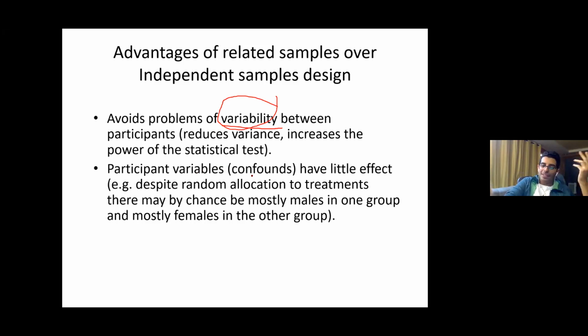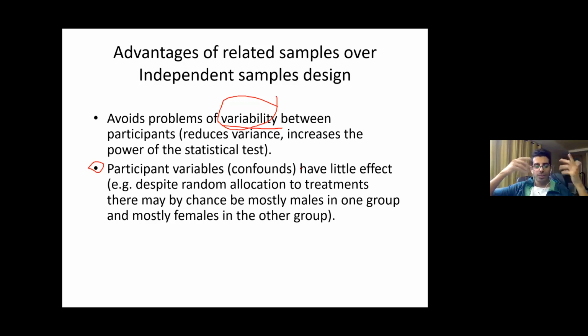Participant variables confounds have little effect. This is exactly the same point as one, but they bring this term called confounds. Basically, it's the same idea that you don't have to worry that maybe him being a smoker caused the drug to work, or believe it or not, just being elderly could possibly make a drug work or not. And you will learn that when you study STEP. There's something called being a slow acetylator and someone being called a fast acetylator. And these are two different populations, usually elderly versus young. Young are fast acetylators, elderly are slow acetylators.